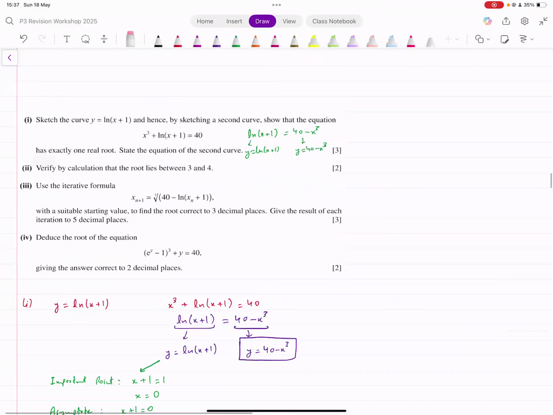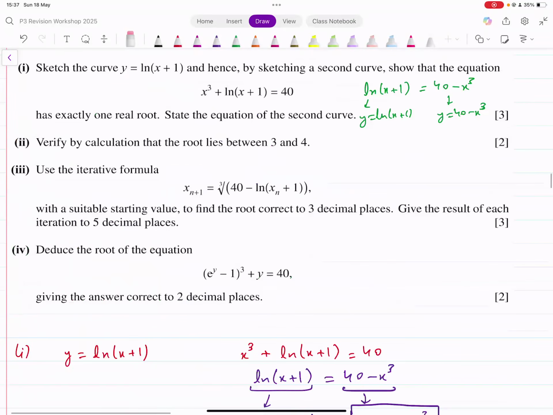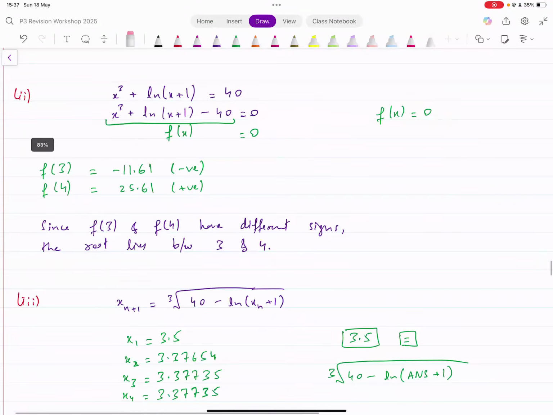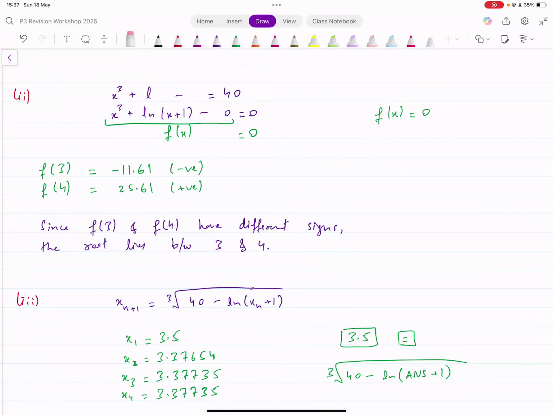Then they're saying, verify by calculation that the root lies between 3 and 4. How do you do that? You bring all terms to one side, leave only 0 on the other side, and then put those values one by one. One is negative, the other is positive. Sign is changing. That means there's a root between those two values.